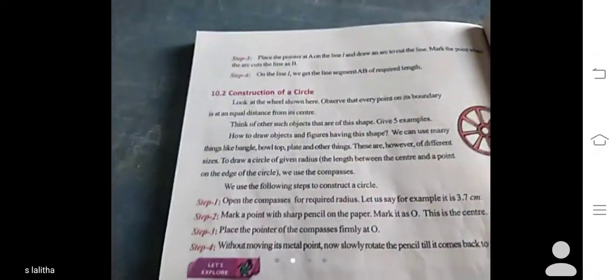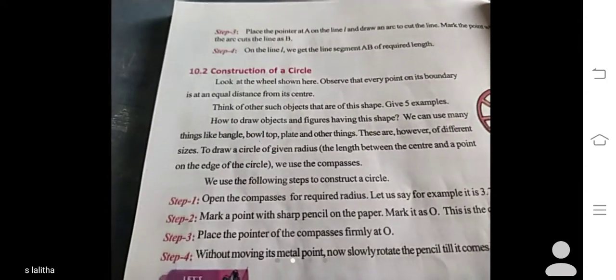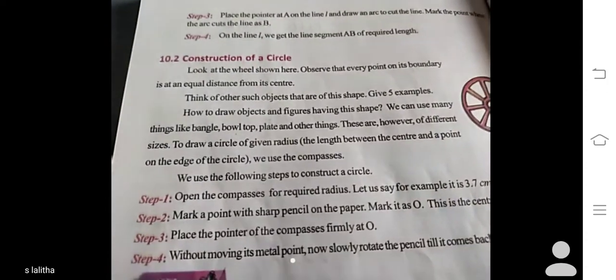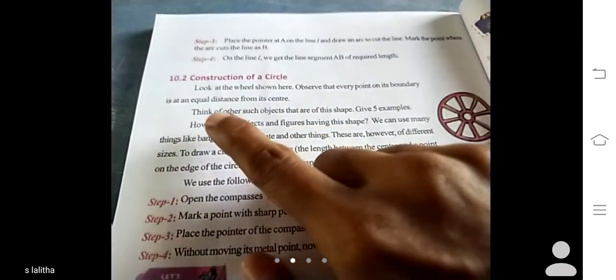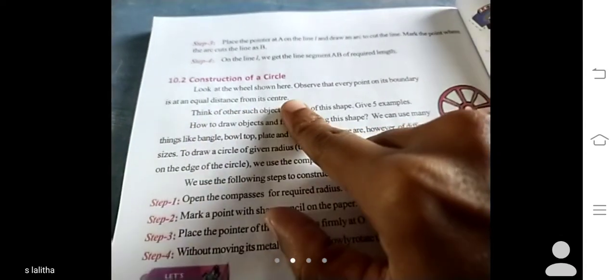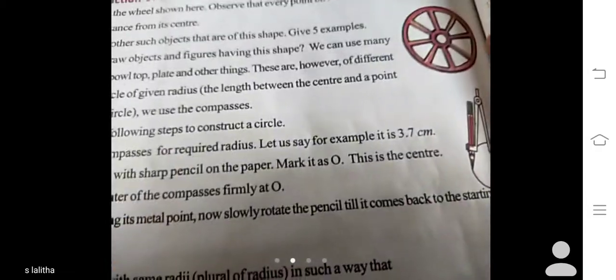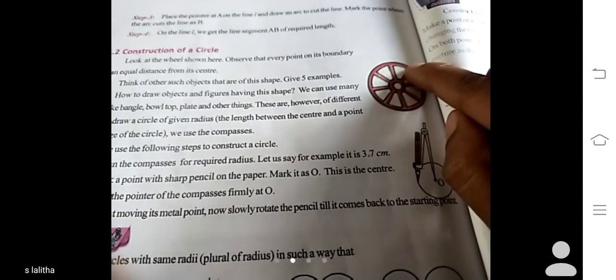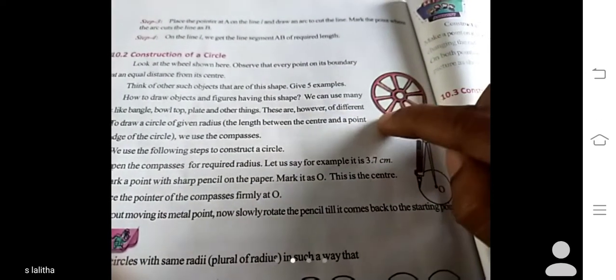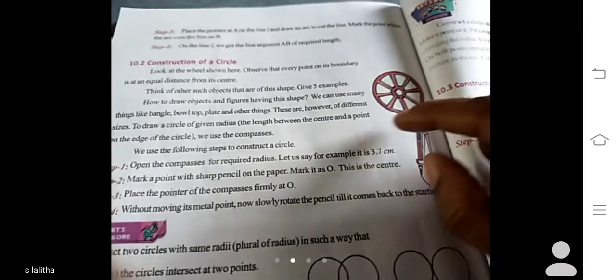Next, construction of a circle. Look at the wheel shown here. Observe that every point on the boundary is at an equal distance from its center. Here, observe this wheel. Here it is a center point. These line segments are equal in length from the center. Okay, these are equal in length.